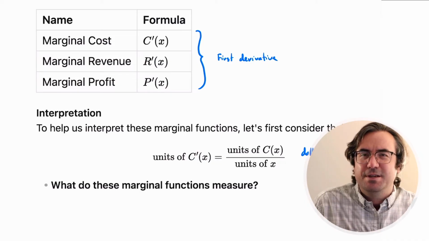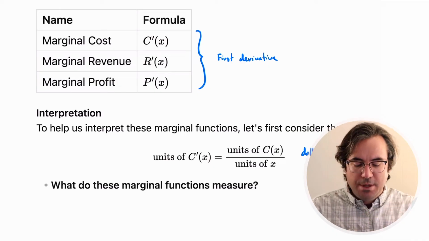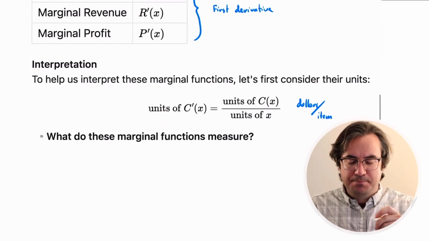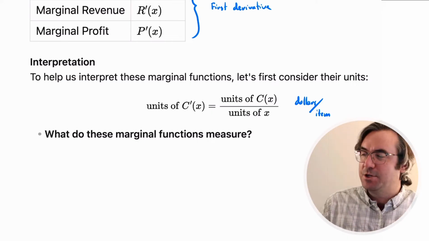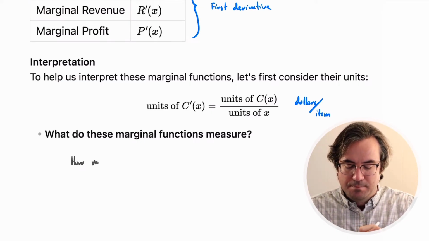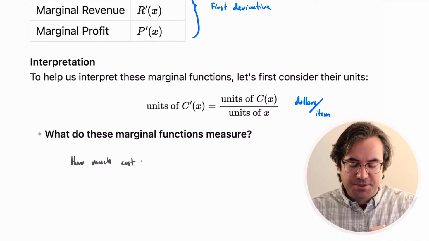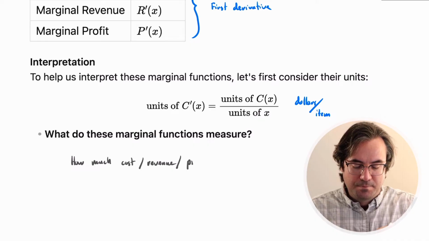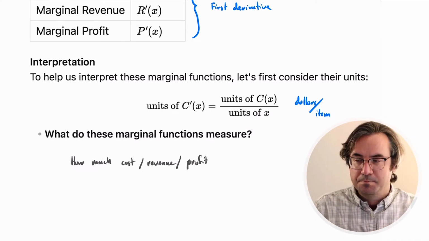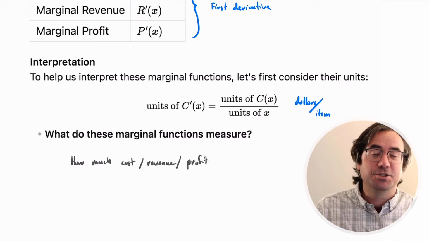Now what's an actual written interpretation of this? These marginal functions, what do they measure? Well, they actually measure how much our cost, revenue, or profit functions would change by selling or producing one additional item.